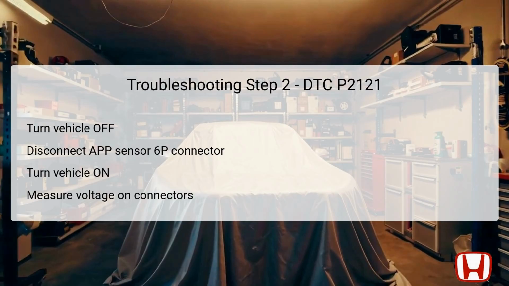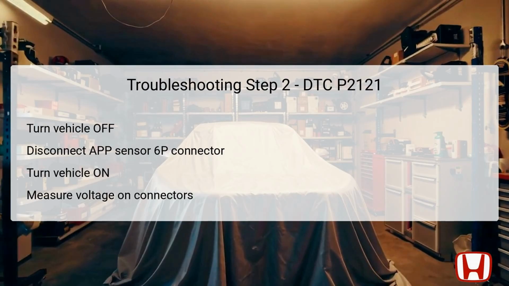Once the connector is removed, turn the vehicle back to the on mode without starting the engine to check the voltage supply. Using a multimeter, measure the voltage between test points located at the female terminals of the APP sensor 6P connector. Test point 1 is terminal number 4, while test point 2 is terminal number 5. The expected voltage here should be approximately 5.0 V.